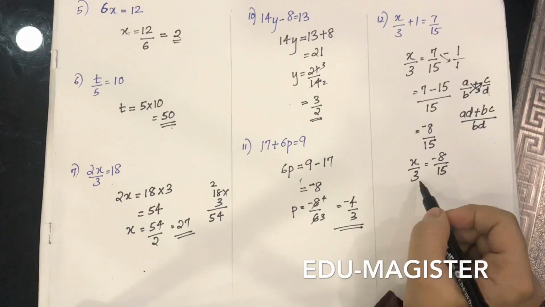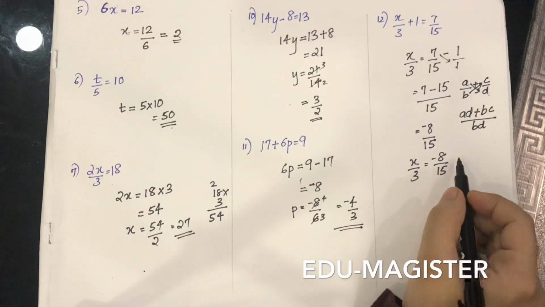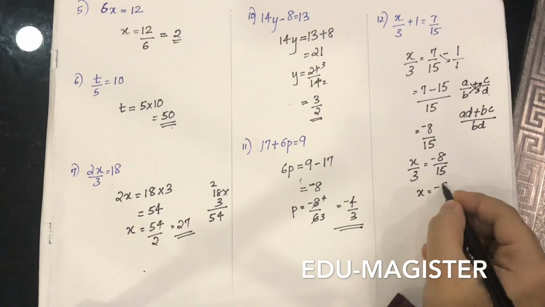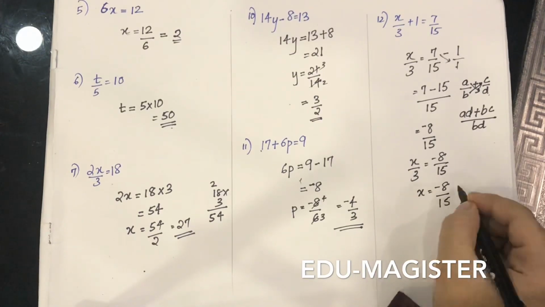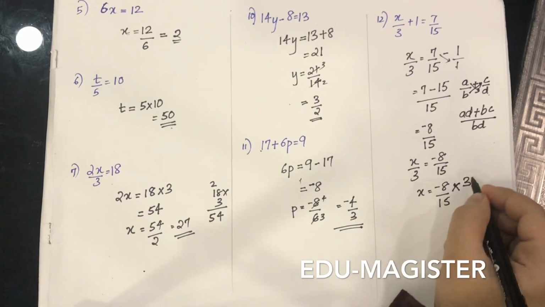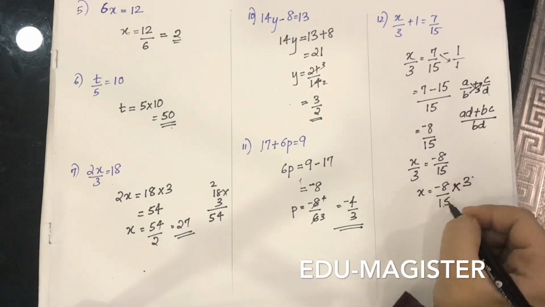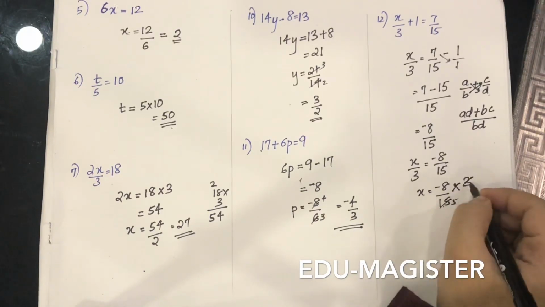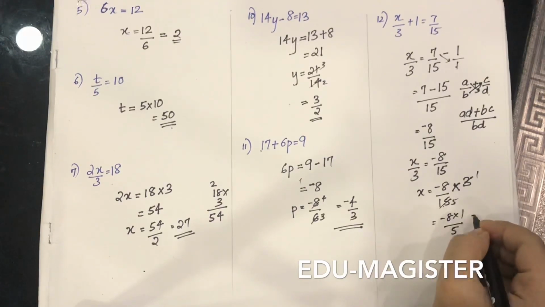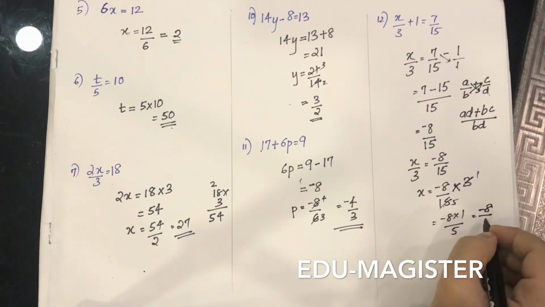So here the 3 is division. So when you take it to the other side, it becomes multiplication. X is equal to minus 8 by 15 multiplied by 3. Right? So you can cancel the 3 and 15. How many 3s are there in 15? 5. How many 3s are there in 3? 1. So minus 8 into 1 by 5, which is minus 8 by 5.